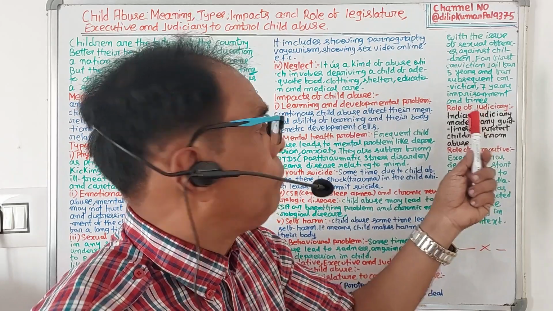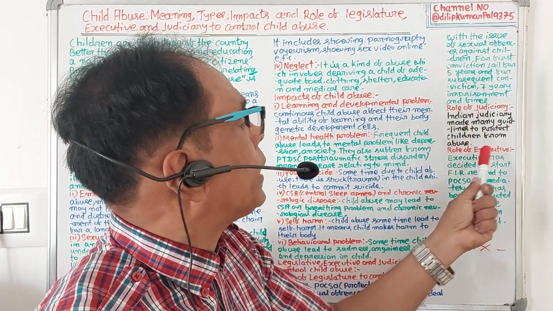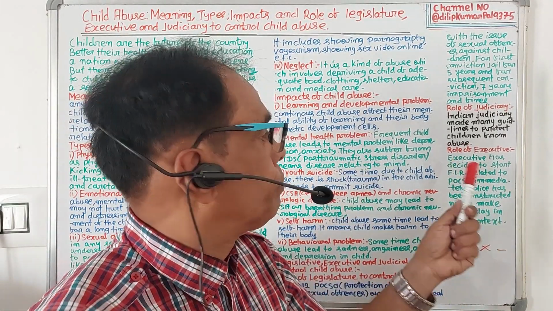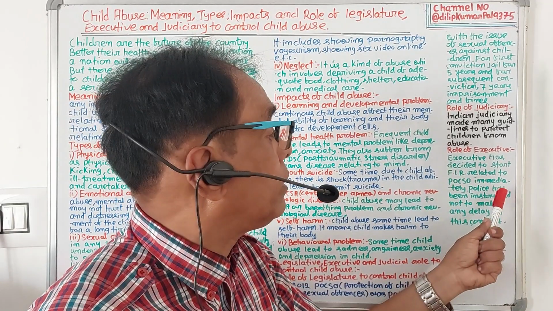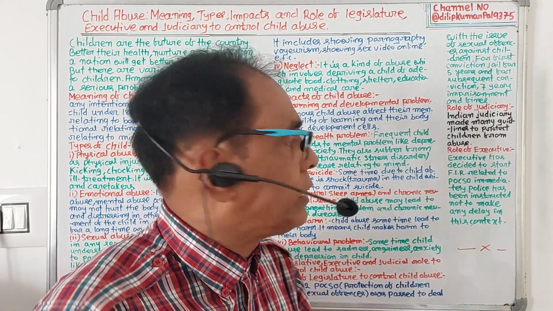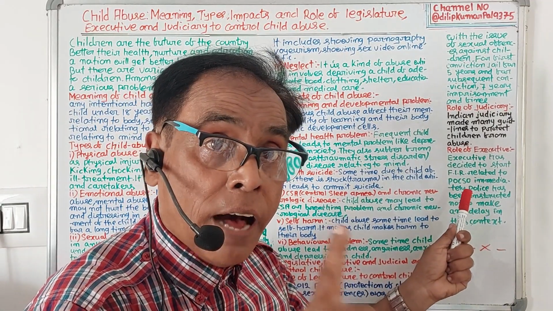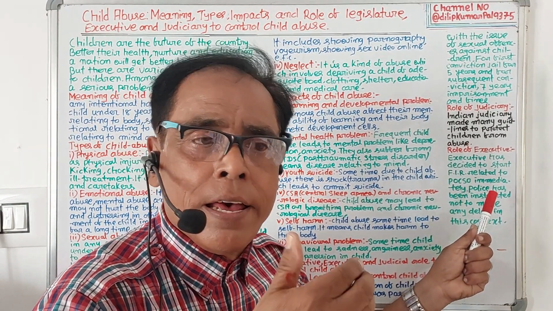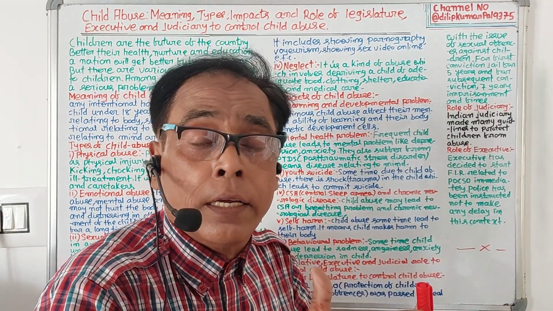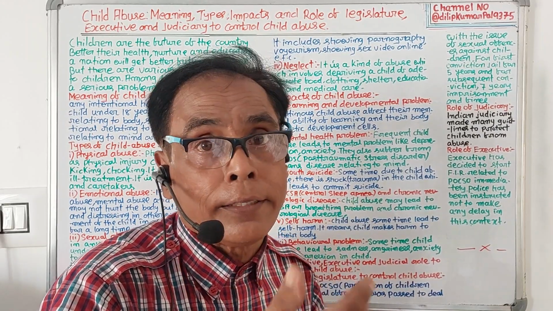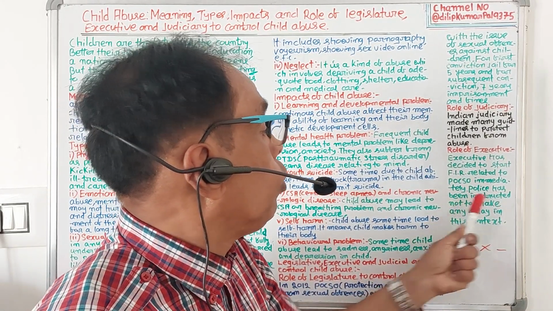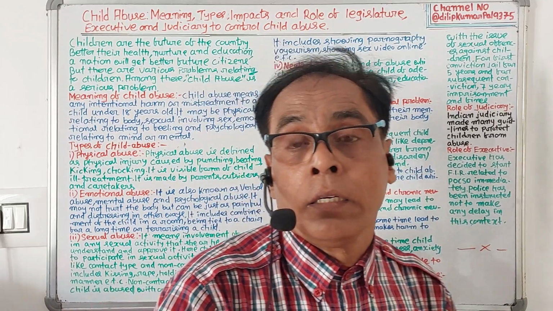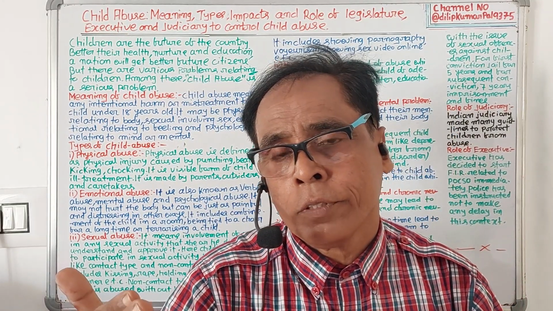Then, the role of the judiciary. The Indian judiciary has made many guidelines to protect children from abuse. Role of the executive. The executive has decided to start an FIR, first information report, related to POCSO immediately. There will not be delay. The police have been instructed not to make any delay relating to FIR in POCSO matters relating to child abuse.